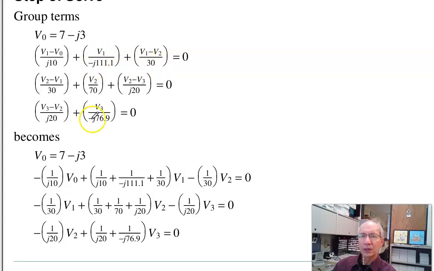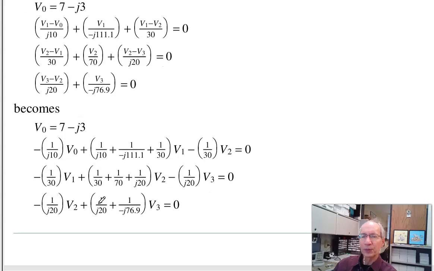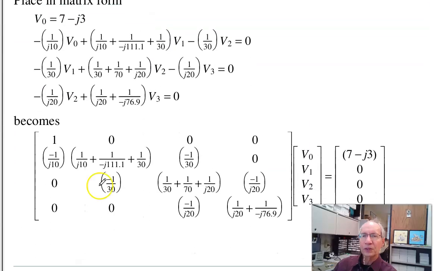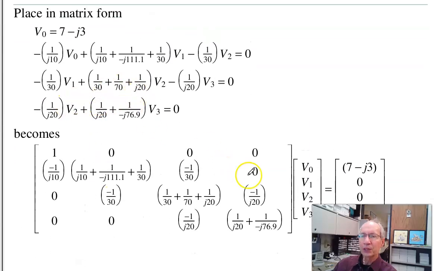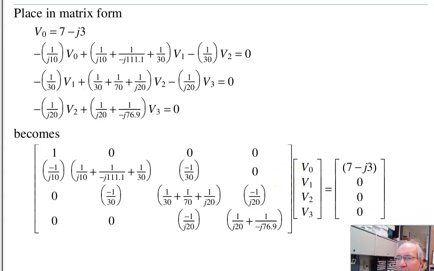So write it out, group all the terms, express this in matrix form. So there's the equations, put in matrix form. And what I like doing is just kind of reminding myself, this column is times V0, this is times V1, times V2, times V3, and your constant. So the first equation is V0 is 7 minus J3.